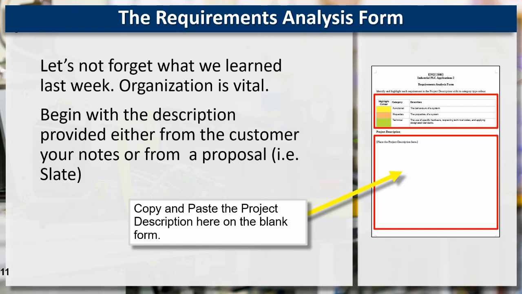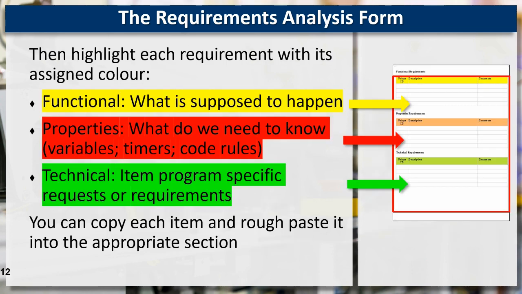Organization is vital. So begin with the description either provided by the customer, your notes, or from a proposal. In our case, it's from Slate. Copy and paste the project description on the blank part of the form. Then, read through the requirements and highlight each requirement with its assigned color.